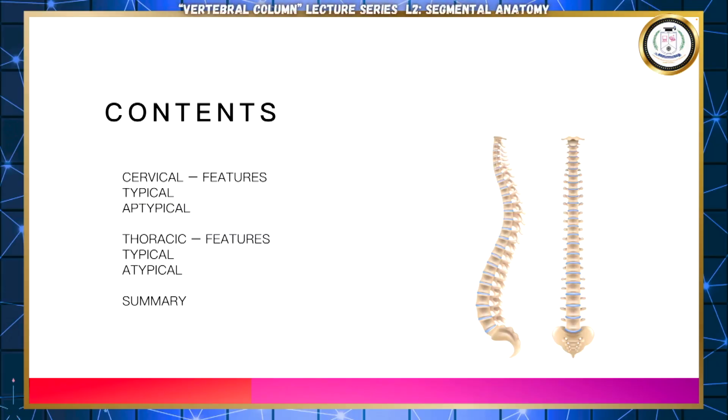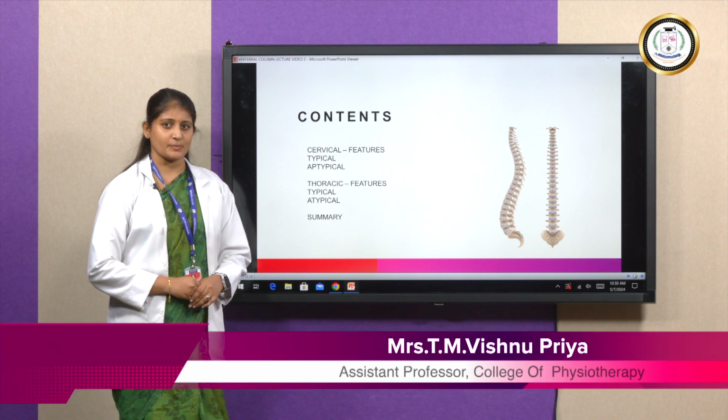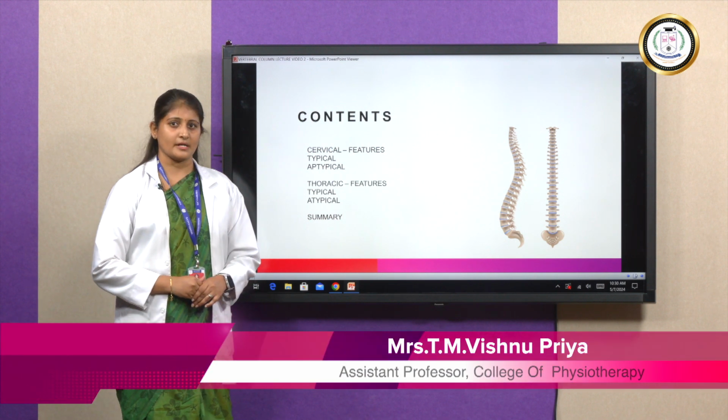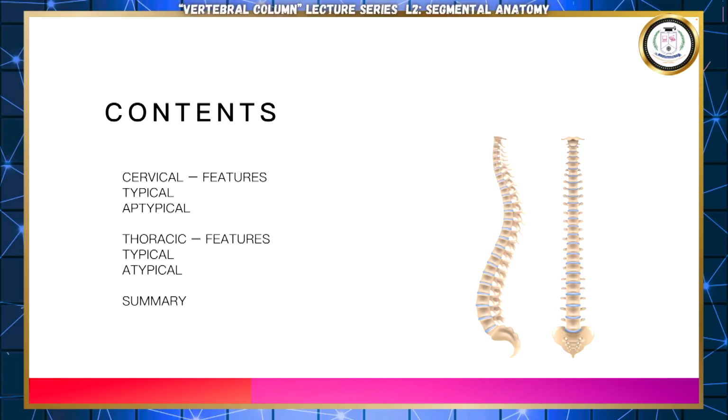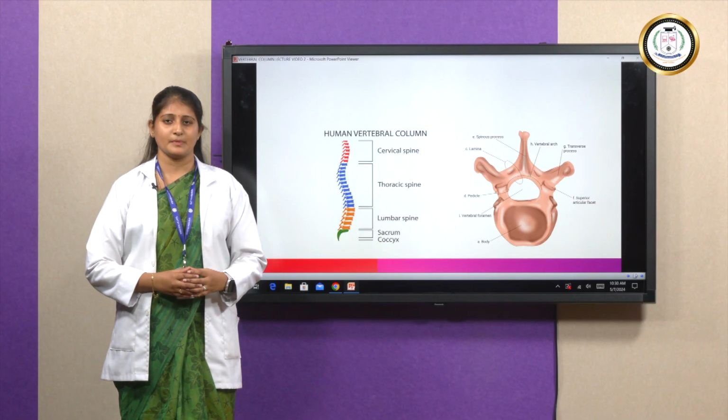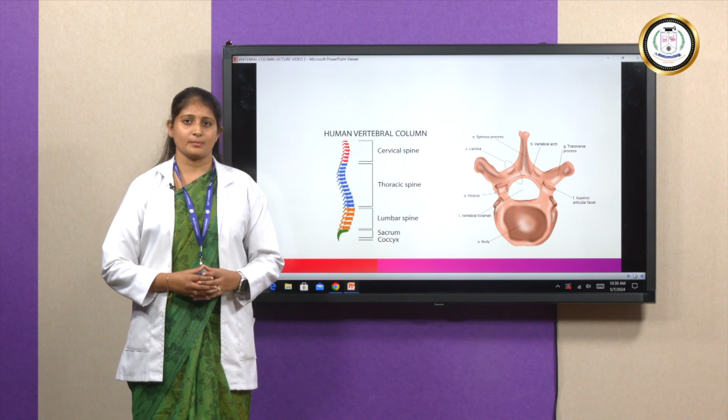These are the contents that we are going to see about. First, we are going to look at the cervical vertebra, its features, typical and atypical vertebra. Then, we'll see about the thoracic vertebra and its features, and the typical and atypical vertebrae. And finally, we'll have a quick summary. Before I kick off the session, I would like to give a brief intro about the vertebral column.